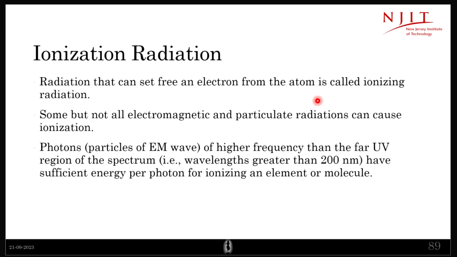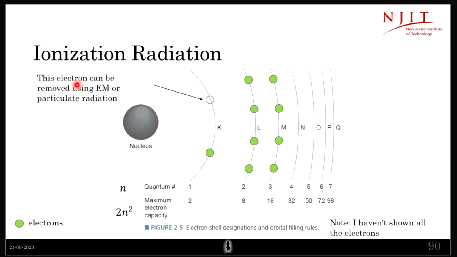And what is that harm? That is ionizing radiation, an electromagnetic radiation that can set free an electron. We actually discussed this. The radiation can be an EM wave or particulate radiation. So you can either have an X-ray over here, and that X-ray can make this particular electron free, or make the electron get out of the influence of the nucleus.